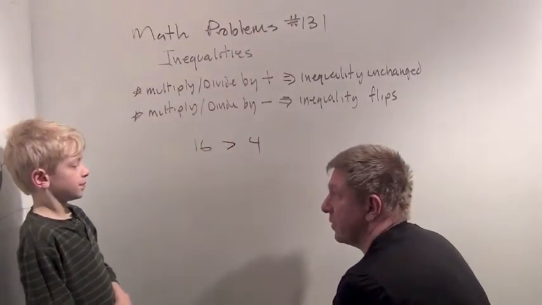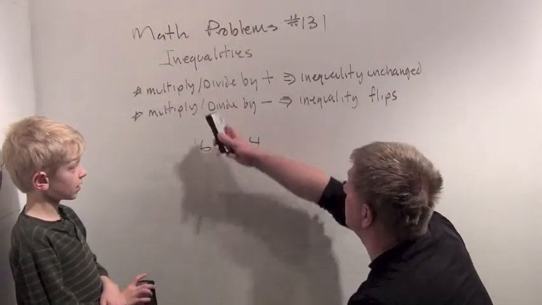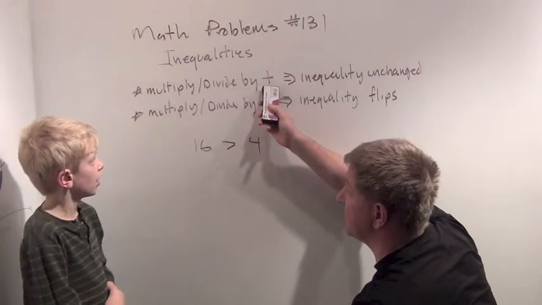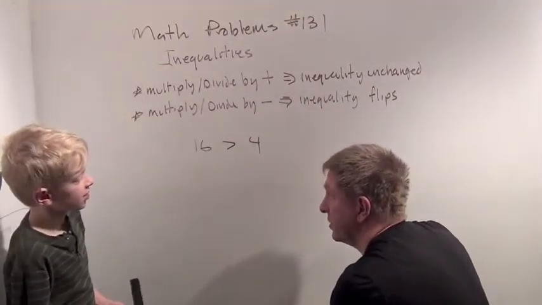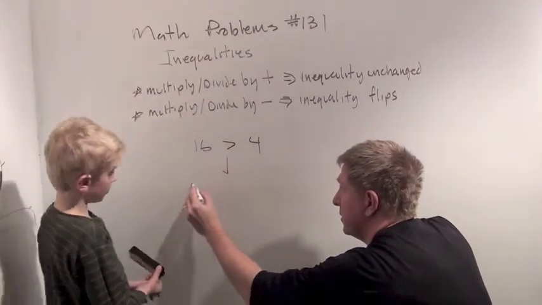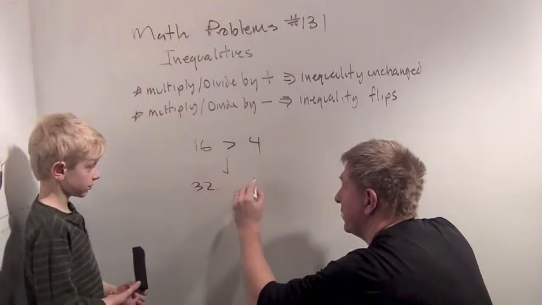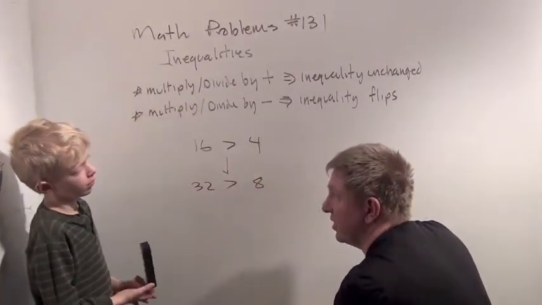16 is greater than 4, right? If I multiply both sides by 2, so multiply or divide by a positive, then the inequality is unchanged. What happens when I multiply both sides by 2? It becomes 32 and 8. And which is greater, 32 or 8? 32 still. Okay, so unchanged.